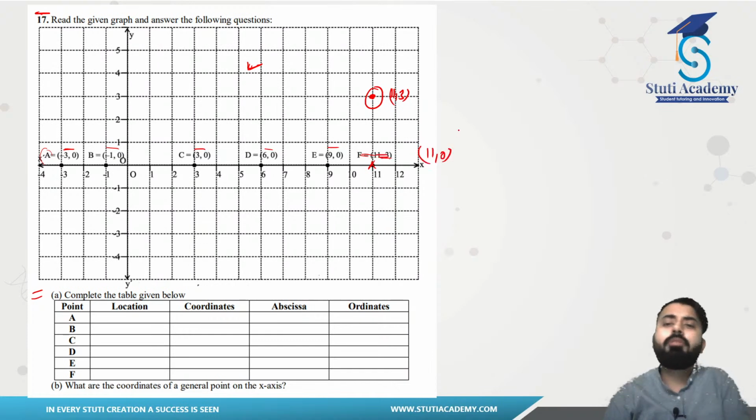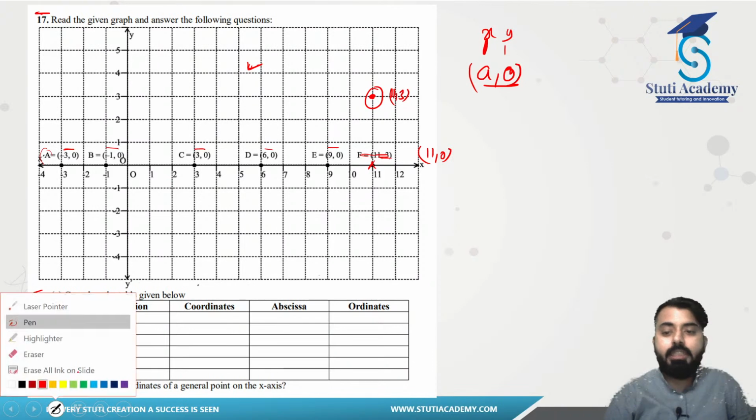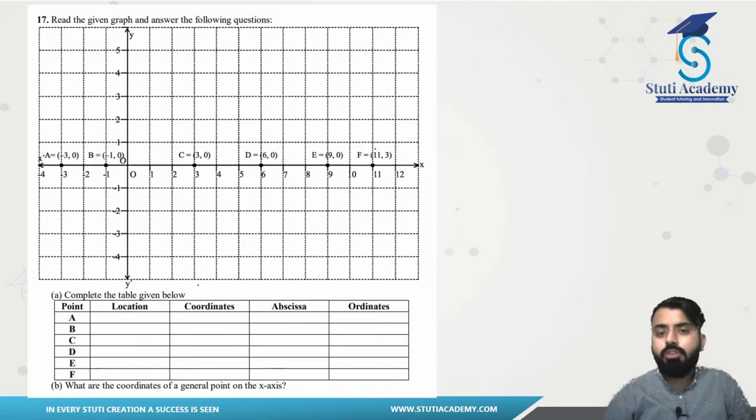You guys remember, if a point is lying on your x-axis, then it has coordinates of the type (a, 0). There is some value of x, but there won't be any value of y. Now we had been given a point F whose coordinates were (11, 3), so it cannot lie on your x-axis. It will be lying here. I hope you guys get this. This is your point F, which is (11, 3).